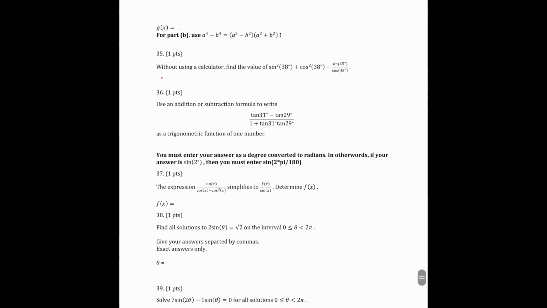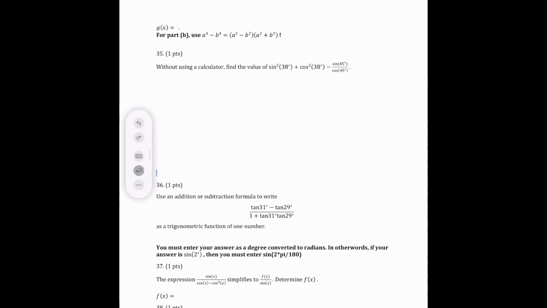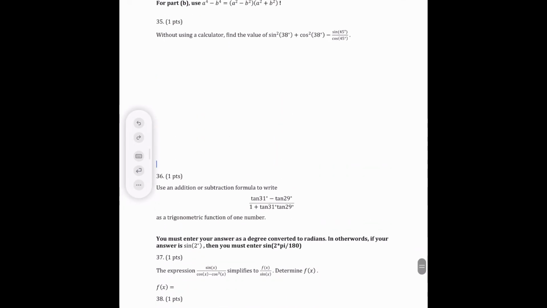Question number 35. Without using a calculator, find the value of sine square 38 plus cosine square 38 minus sine 45 over cosine 45. I answered a similar question before, and we said that this expression is equal to 1 because this is the Pythagorean identity, and then sine 45 and cosine 45 are the same because the function and the cofunction are equivalent if the angles are complements. So 1 minus 1, so that whole expression is equal to 0.